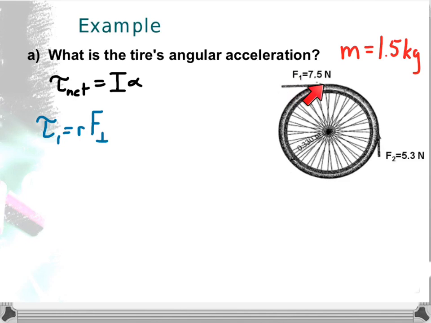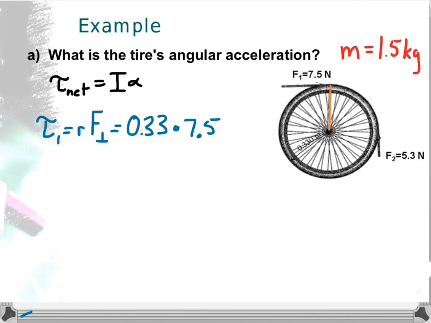Now this force is already perpendicular to the radius. If you're not convinced of that, let me draw a line representing the radius. So that force is already perpendicular to that radius. That already forms a 90-degree angle, so all I need to do is multiply R times the perpendicular force. So 0.33 meters times 7.5.